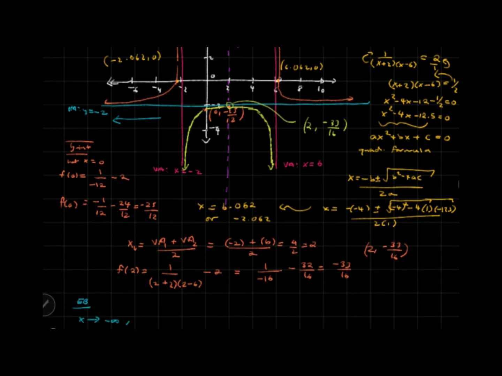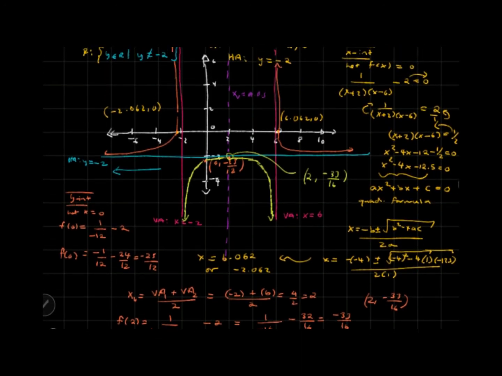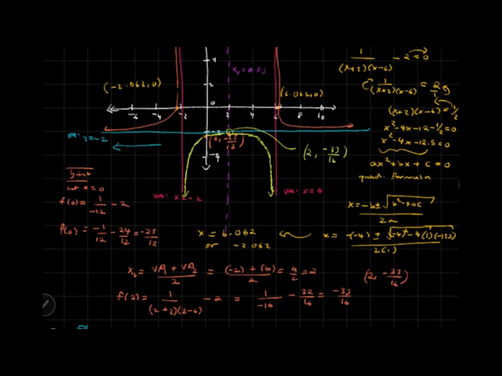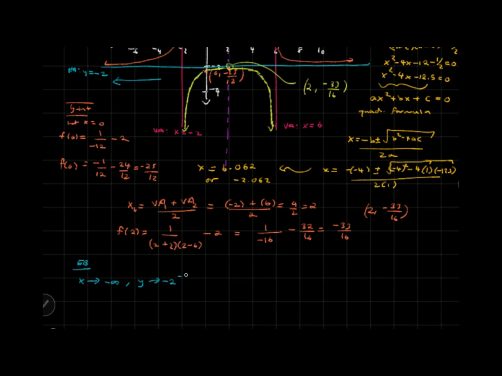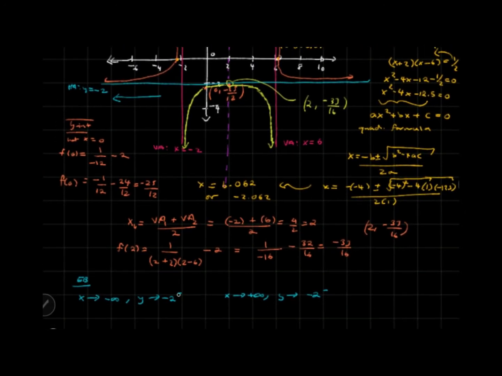If we go this way toward negative infinity, we can notice that y approaches the horizontal asymptote, negative 2, from above. So y approaches negative 2 from above. You can notice the same thing occurring as x approaches positive infinity: y also approaches negative 2 from above. If we're saying above, we should put a plus sign here.